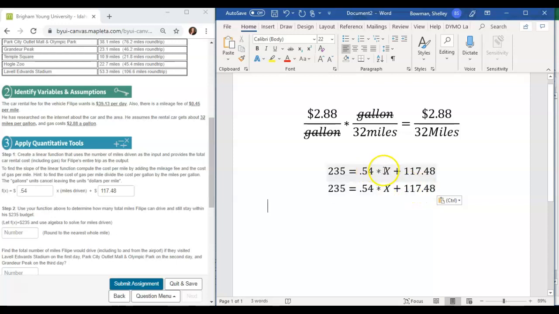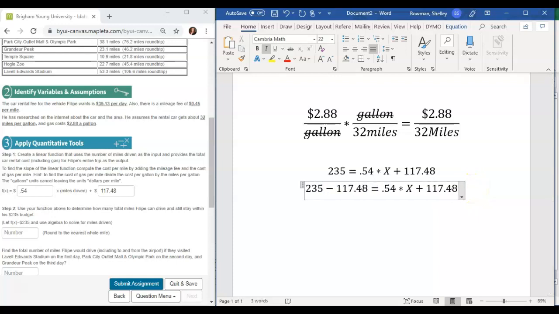Now to solve for x, I'm going to subtract 117.48 from both sides, minus 117.48 minus 117.48. On the right hand side, that shows that this cancels out entirely because it ends up being 0. On the left-hand side, I can use Excel or a calculator, and in doing so, I will get, I'm going to copy this down for my next step.